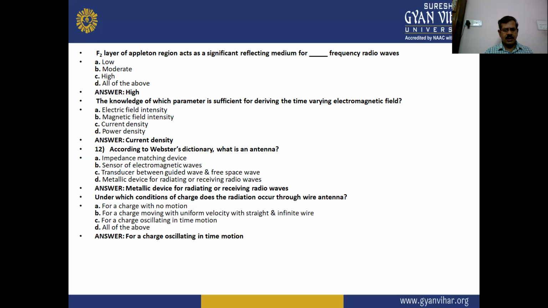So here the correct answer is option C, for a charge oscillating in time motion. A wire antenna is basically a loop antenna in which charge oscillates in time motion.